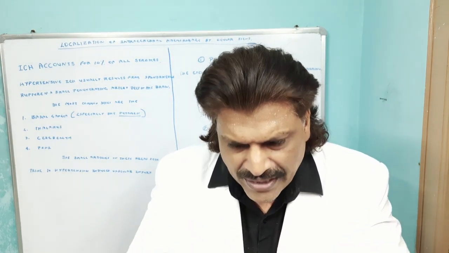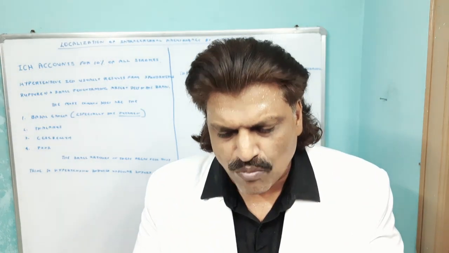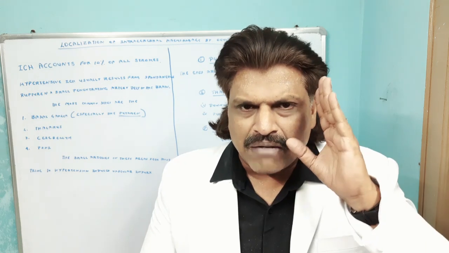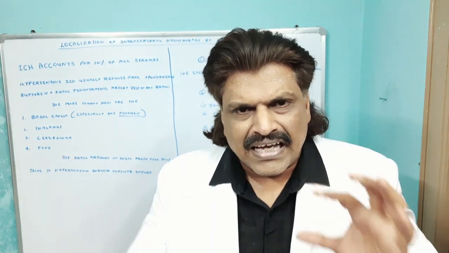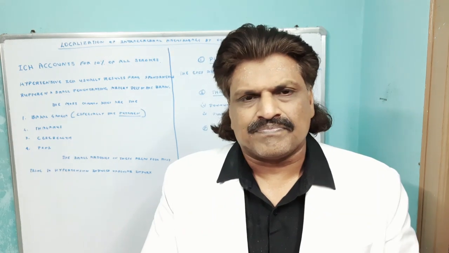The eyes are looking downwards because the gaze fibers are affected, and the small pupils are present because the hypothalamic sympathetic pathways are affected. That is thalamic hemorrhage. So in putamen hemorrhage, the eyes look towards the side of the lesion and hemiplegia on the opposite side. In thalamic hemorrhage, eyes are looking downwards and the pupils are small.